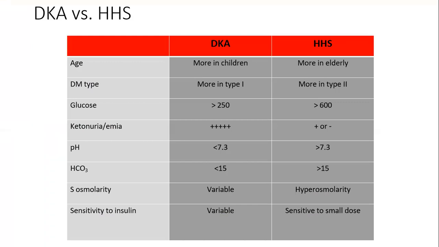The relationship between DKA and hyperosmolar syndrome is that DKA is very common in children, whereas hyperosmolar syndrome is seen in elderly people. DKA is very common in type 1, hyperosmolar in type 2. Glucose is above 600 in hyperosmolar. Ketones are very common in DKA, very little in hyperosmolar. pH is low in DKA, normal in hyperosmolar. Bicarbonate is low in DKA, normal in hyperosmolar. Osmolarity is high in hyperosmolar, and sensitivity to insulin is variable. Patients with hyperosmolarity are sensitive to a small amount of insulin.